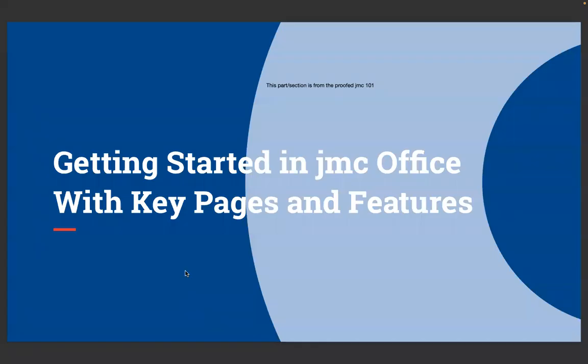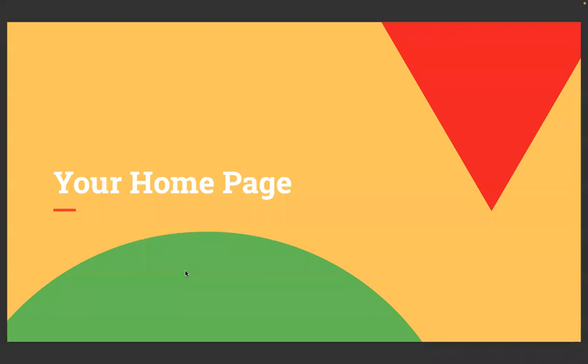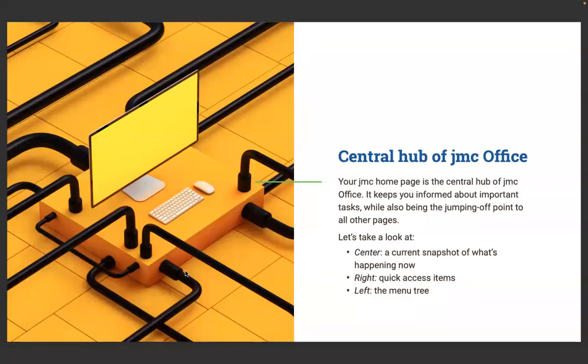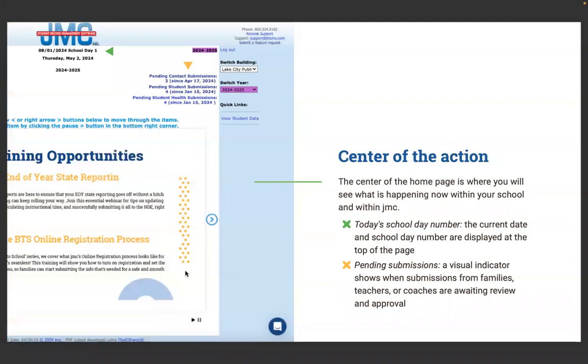All right. So getting started in JMC Office with the key pages and features, starting with your home page. Your JMC homepage is the central hub of JMC Office, keeps you informed about important tasks while also being the jumping off point to all other pages. So we're going to take a look at a few different sections of that homepage, including what's going on in the middle, the quick access items on the right-hand side, and the menu tree on the left.